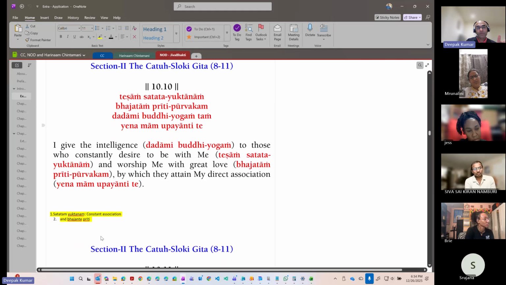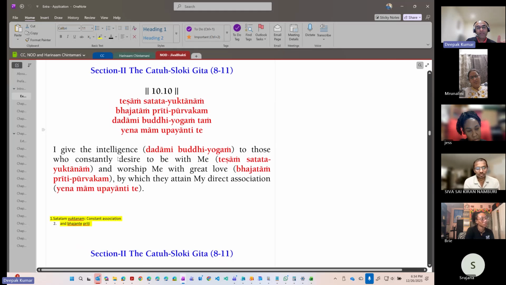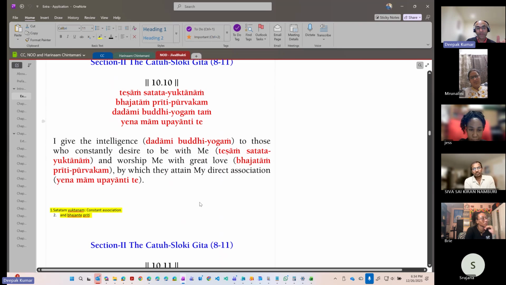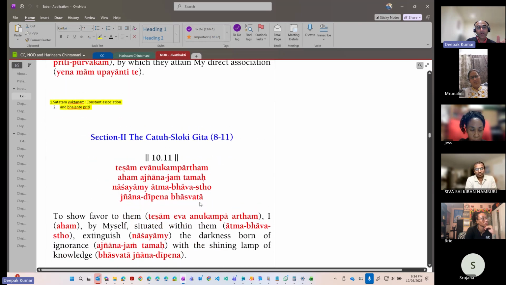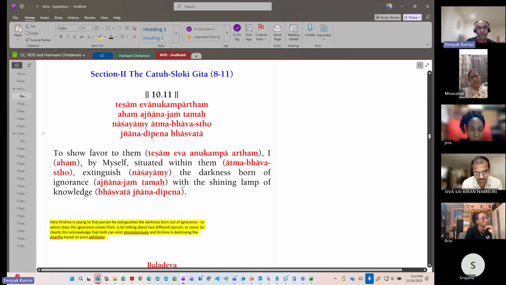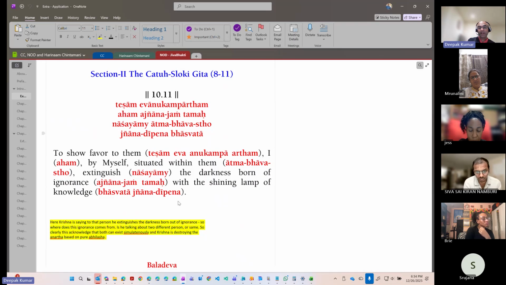This is coming from the Chatur Shloki Gita. I give the intelligence to those who constantly desire to be with me and worship me with great love, by which they attain my direct association. And to show favor to them, myself situated within them, I extinguish the darkness born of ignorance. So Krishna is telling that there is a darkness, and when Krishna comes, he takes away the darkness by the shining lamp of knowledge.